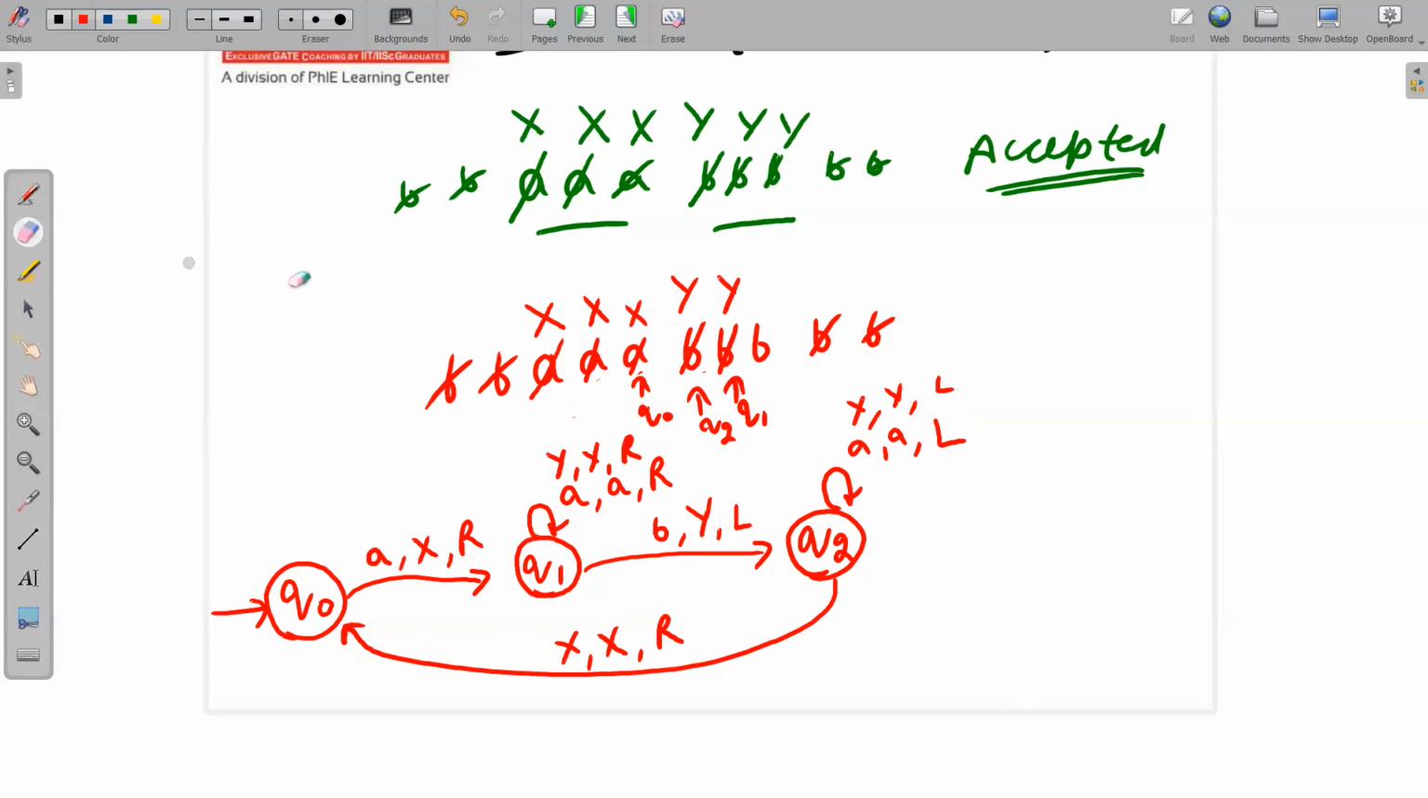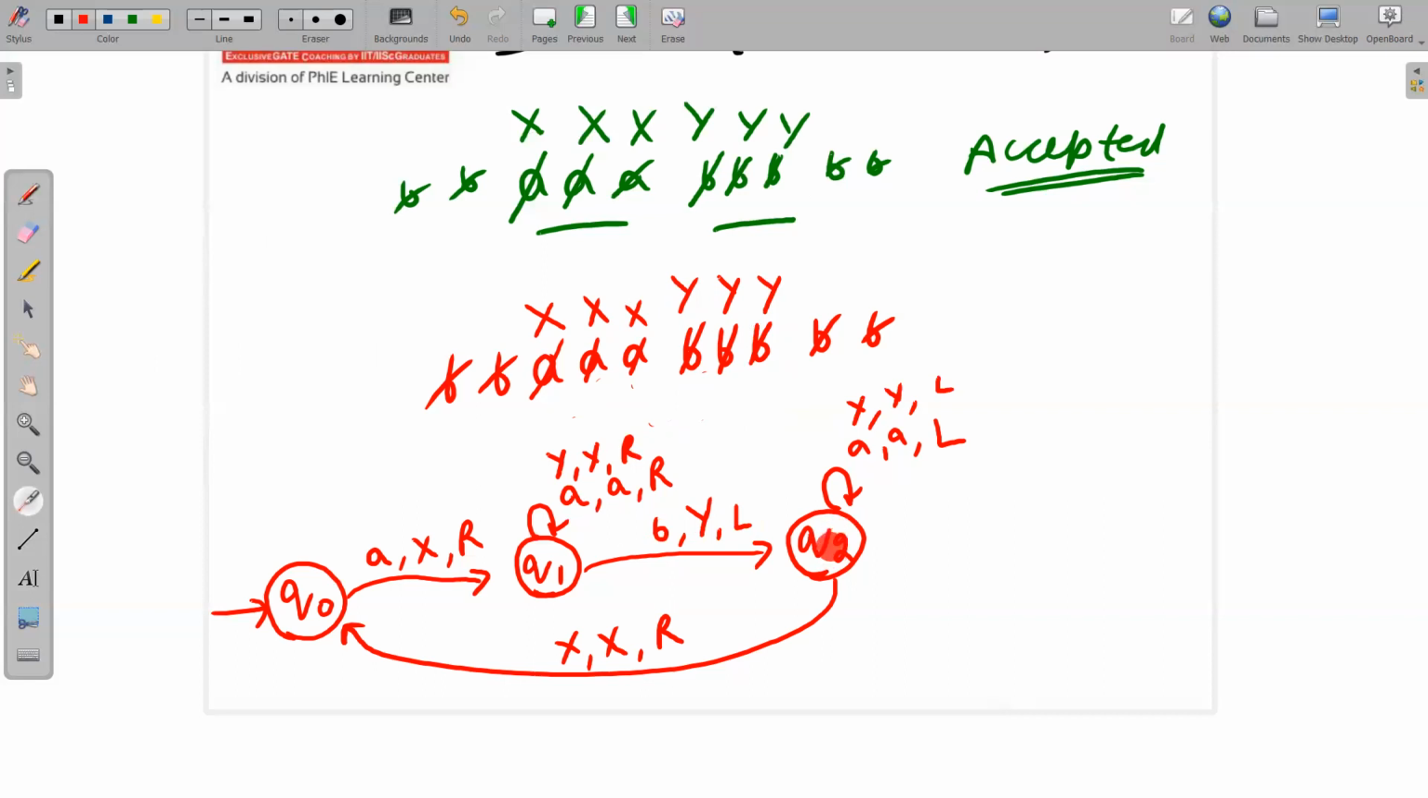It will move towards the right. Now on the right, it has found the Y. So Y will remain Y and it will move towards the right only. So on state Q1 we will keep on moving to the right. Then we find the B. Now what will be done? B will be made as Y and move towards the left.